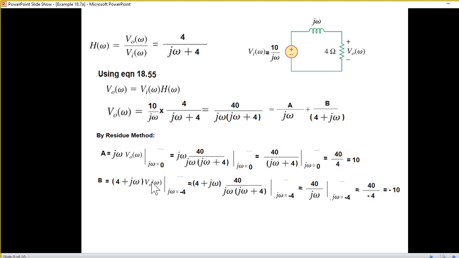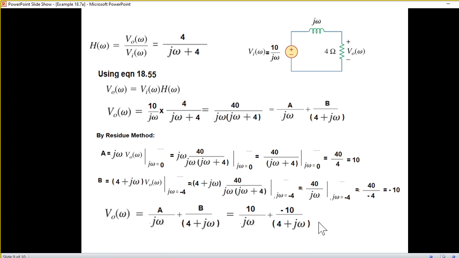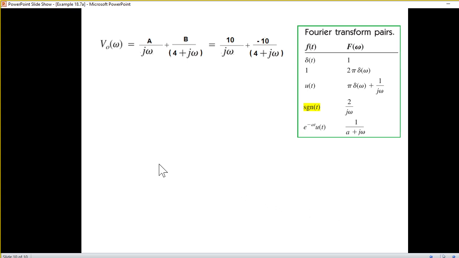Similarly for B, we multiply by the denominator of B, and solving we get B equal to -10. Remember, this condition changes. Now this is equal to 0, that means j omega is equal to -4. So A and B we have found. V(omega) is this term, plugging in the values. And now we are ready to take the inverse transform.